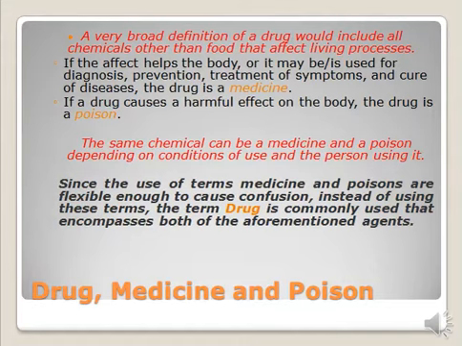So that includes the positive effects as well and negative effects as well, right? So if a drug helps the body, or is used for diagnosis, prevention, treatment of symptoms, and cure of disease, then this drug is called a medicine. While a drug that causes a harmful effect on the body, then that drug is called poison. So you can see that the same drug, the same material, can be a drug, can be a medicine, can be poison, right? The same chemical that can be medicine can be poison as well.